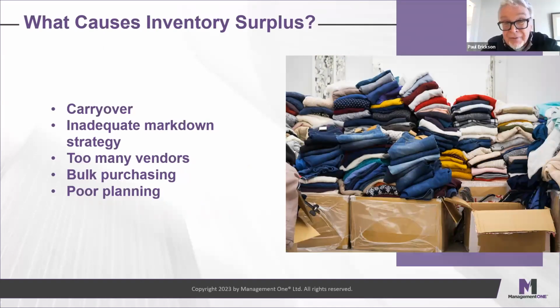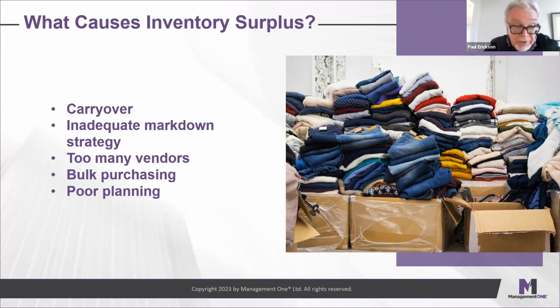What causes that? It's a variety of factors, often stemming from challenges to inventory management, demand forecasting, market dynamics, etc. But I listed 5 that I thought I'd just go over real quick. First of all, carryover. Carryover inventory is usually caused by a misguided theory that even though it didn't sell last season, it somehow will magically be more attractive next season.